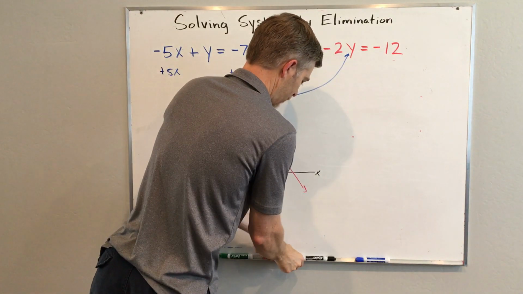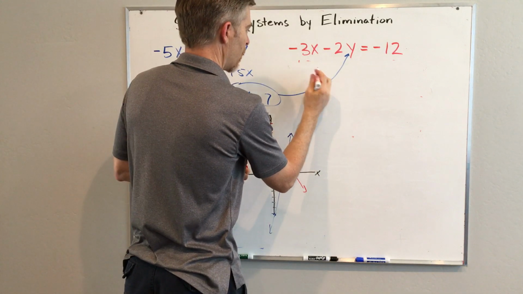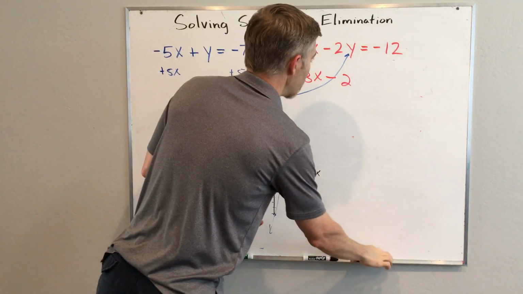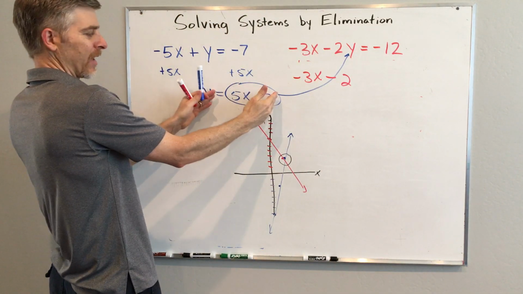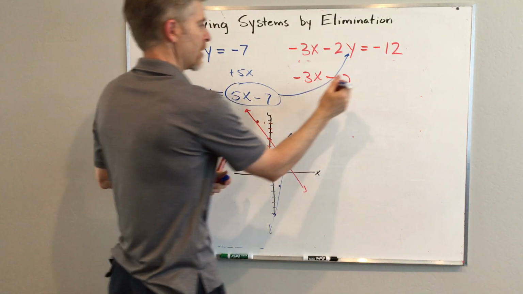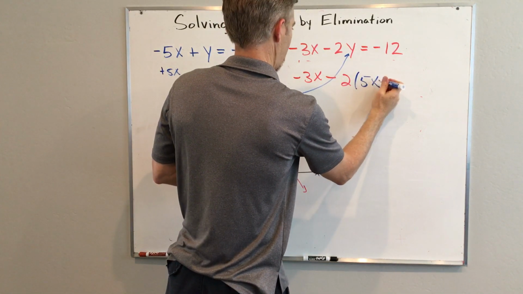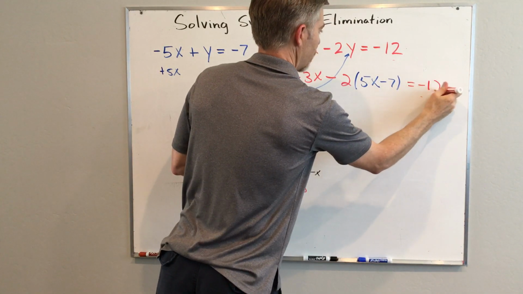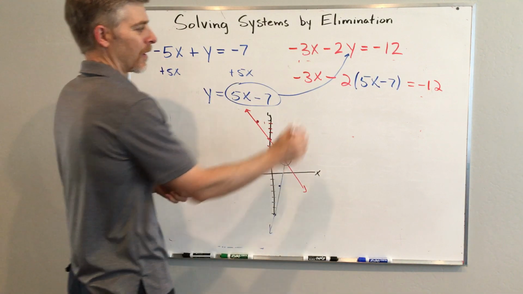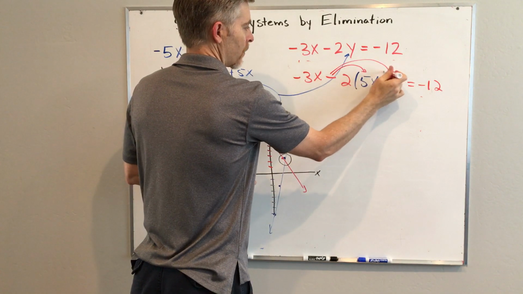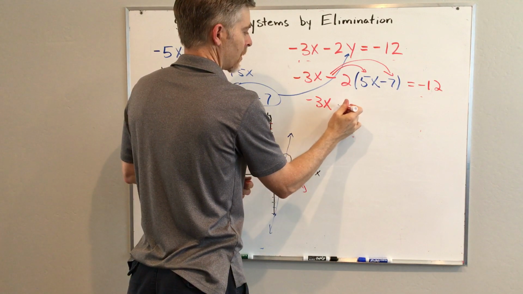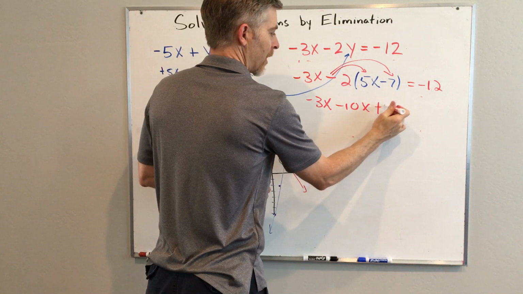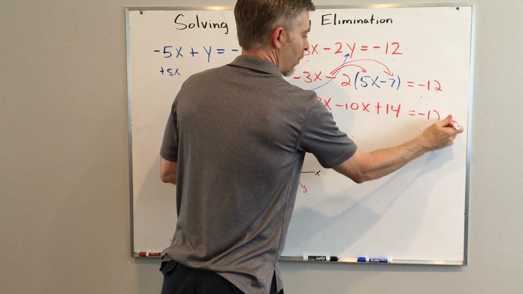Alright, so now we have negative 3x minus 2, and instead of y, I can replace y with the information from the other line. So 5x minus 7 equals negative 12. Alright, so I need to distribute. Negative 3x, negative 2 times 5 is negative 10x, negative 2 times negative 7 is positive 14, equals negative 12.